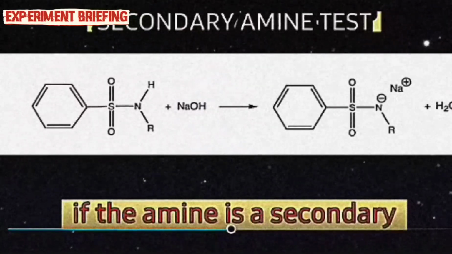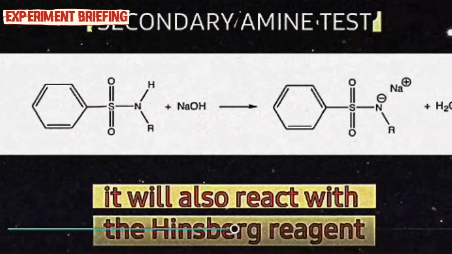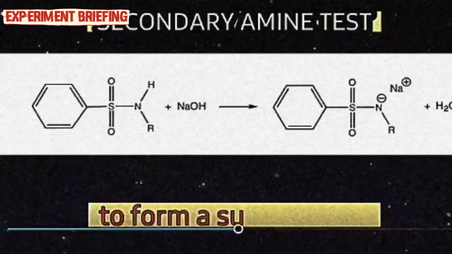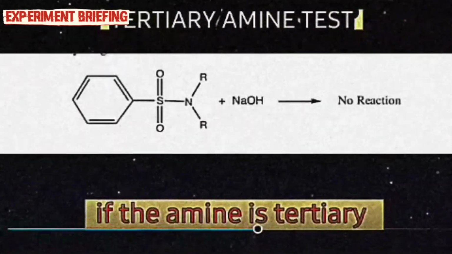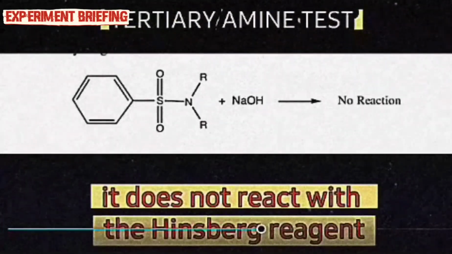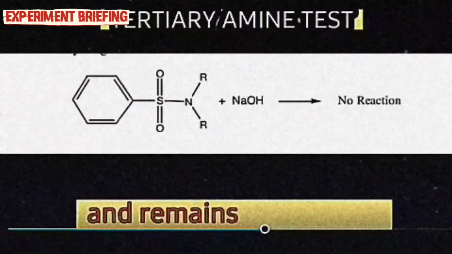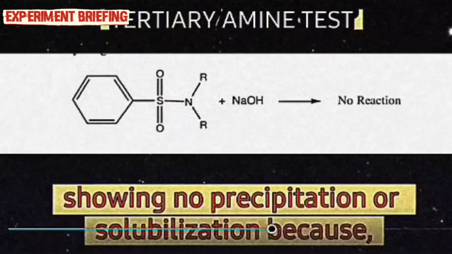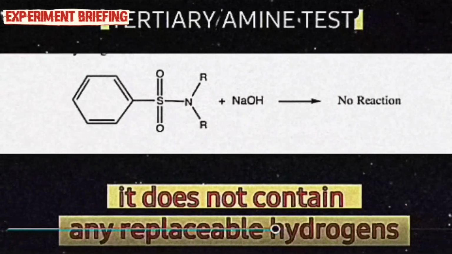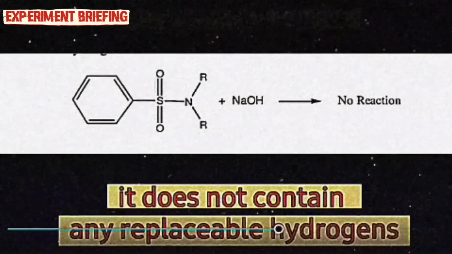If the amine is a secondary amine, it will also react with the Hinsberg reagent to form a sulfonamide. If the amine is a tertiary amine, it does not react with the Hinsberg reagent and remains unchanged, showing no precipitation or solubilization because it does not contain any replaceable hydrogen.